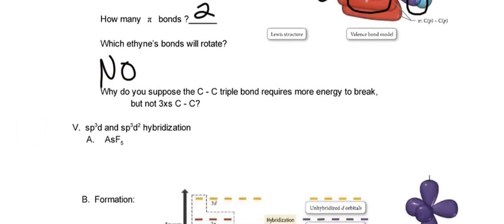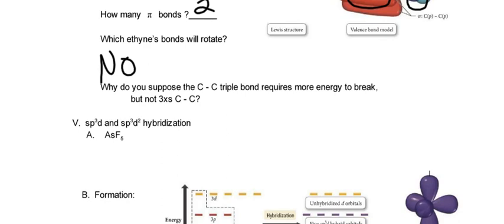So why do you suppose that the carbon triple bond requires more energy to break? Because you have 1 sigma and 2 pi's, but not 3 times a single bond. Well, you don't have 3 sigma bonds. You don't have 3 overlaps. You have 1 overlap and 2 of those P's that kind of do the top and bottom thing, which are weaker. So you have 1 strong and 2 less strong bonds together, so you're not going to have this.